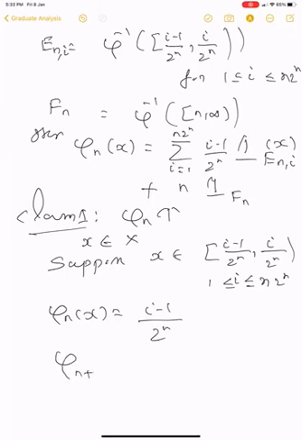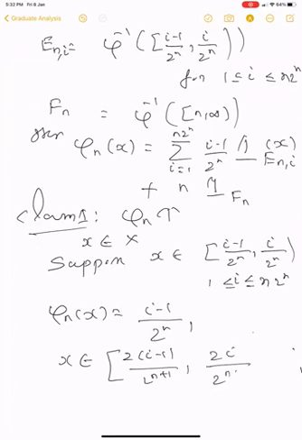Okay, now we verify what is phi n plus 1 of x. What is phi n plus 1 x? So x is here. So x is in this interval. You can write the same thing as 2i minus 2 by 2 power n to 2i by 2 power n. Right? 2i, this is not 2 power i, 2i. I'm just multiplying by 2 power n plus 1, here in the bottom, 2 power n plus 1. Right? Maybe I'll write it again. x is in this interval, 2i minus 1 by 2 power n plus 1 to 2i by 2 power n plus 1.